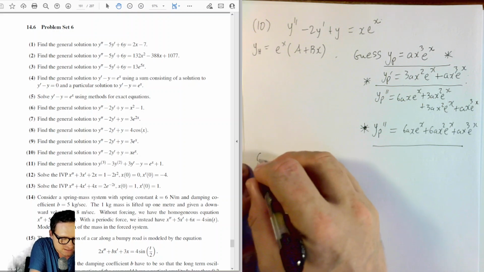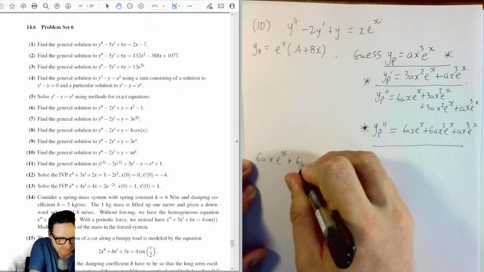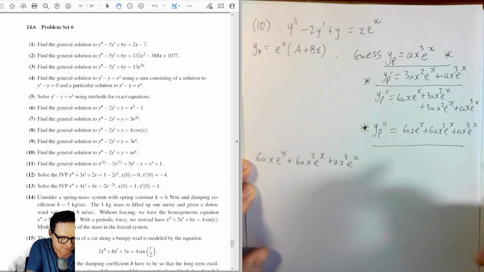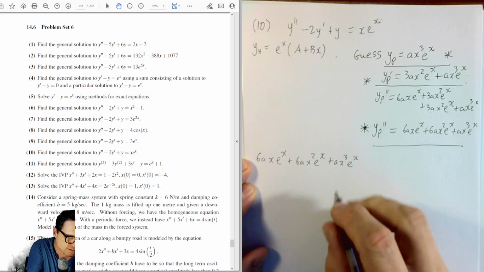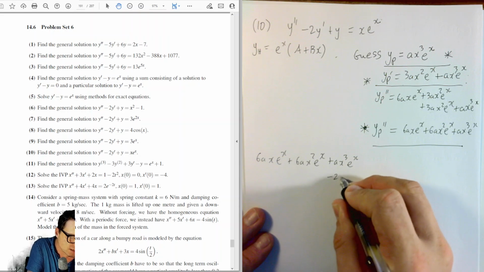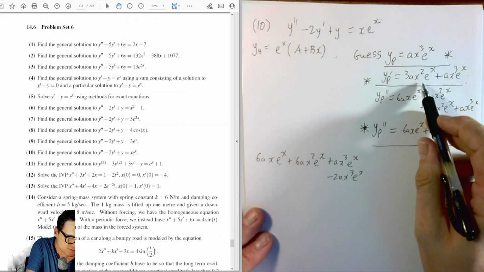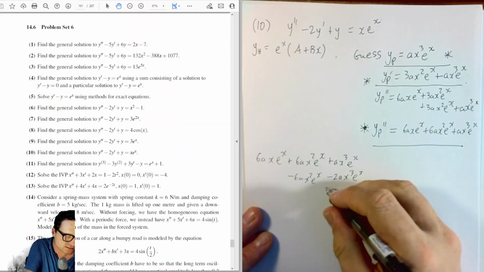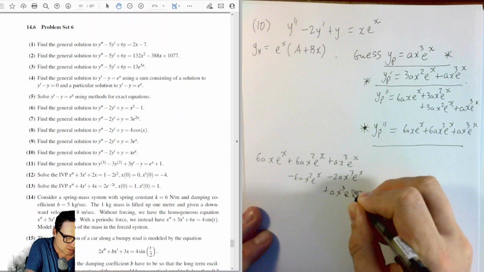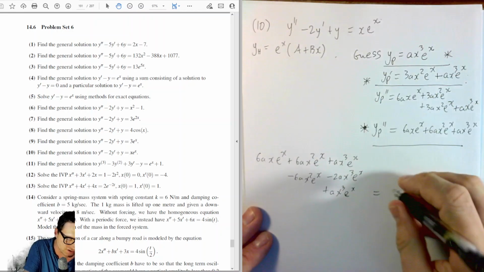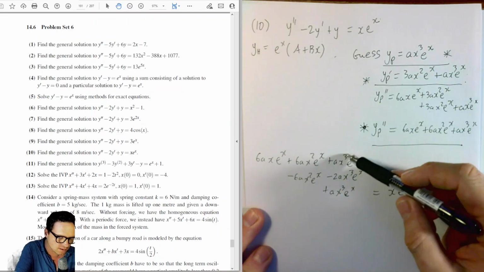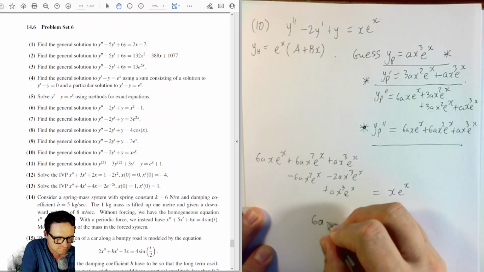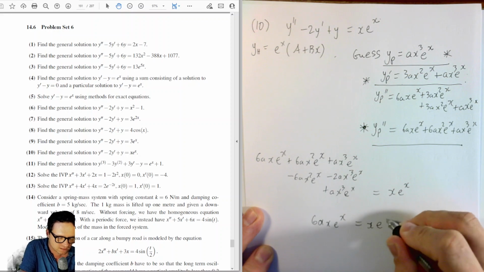And so doing so gives us 6axe^x + 6ax^2e^x + ax^3e^x, and then minus 2 times this one gives us minus 2ax^3e^x, and then minus 2 times this is minus 6ax^2e^x, and then plus a single one of these, plus ax^3e^x, and so the sum of all this is equal to xe^x. Okay, so these three vanish, and we're left with 6axe^x equal to xe^x.